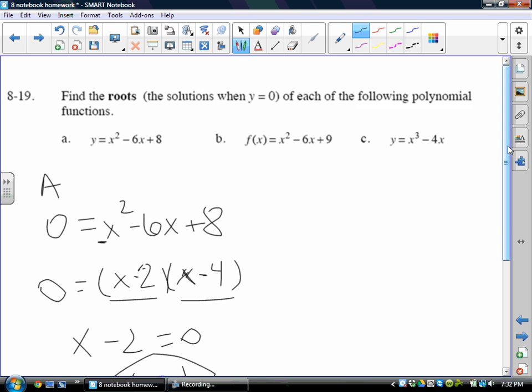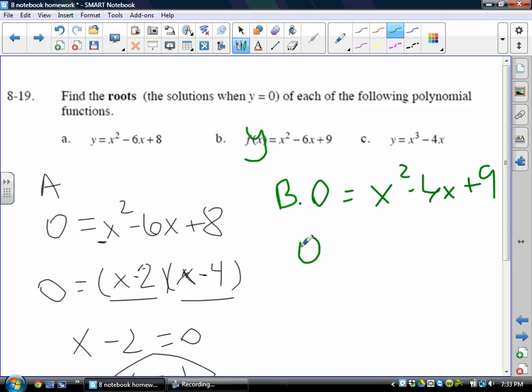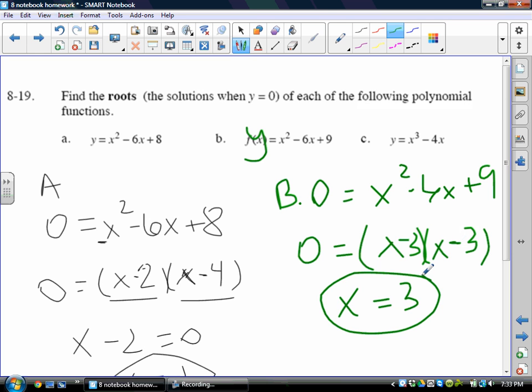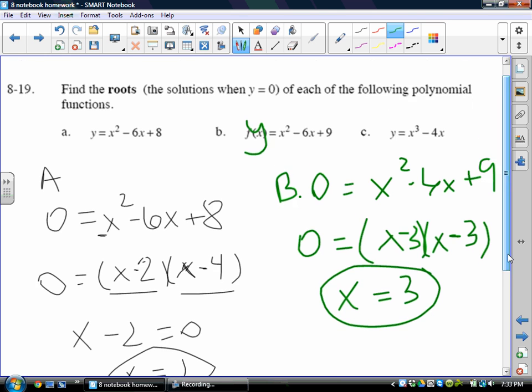Okay, so with B, right here, we're plugging in y equals 0. So 0 equals x squared minus 6x plus 9. Okay, so I'm going to factor this to get x minus 3 times x minus 3. These are both going to be 3's, and they're going to both be negatives again. So this time I just get one value of x equals positive 3. Okay, that's my root, or my 0, or my x-intercept.